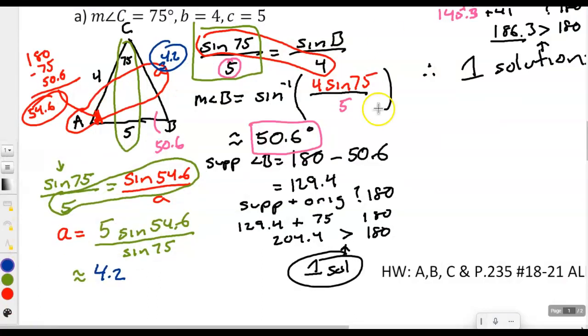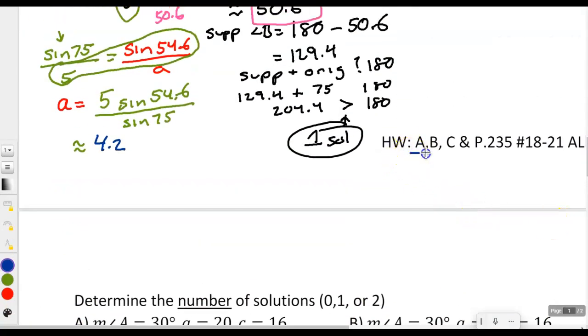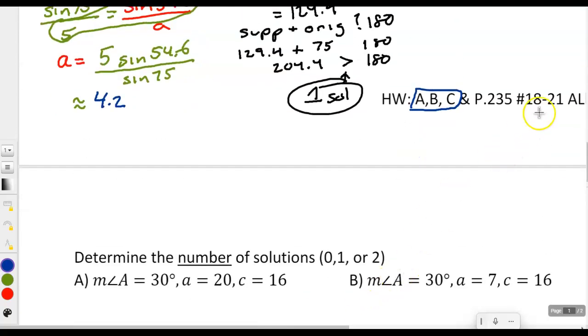Okay, so your homework is to do A, B, and C. They're on the next page. That's what these are right here. A, B, and C are on the next page. And then you have only 5 problems: 18, 19, 20, 21, 22. 5 problems from the book.